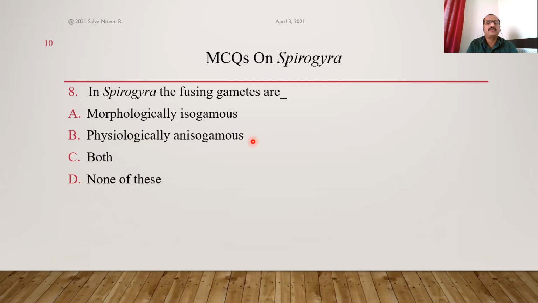So physiologically anisogamous condition is also found. So both of these two options, morphologically isogamous and physiologically anisogamous, both the options are correct. So here the answer for this question is option C. That is the correct answer for this question.